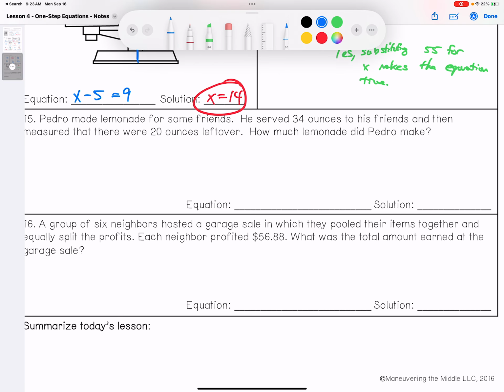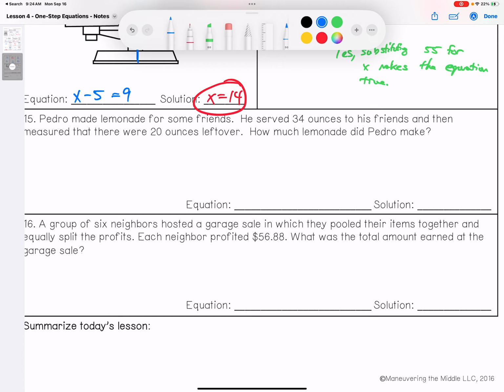Pedro made lemonade for some friends. He served 34 ounces to his friends, and then he measured that there were 20 ounces left over. How much lemonade did Pedro make? Yes, we can solve that in our head, right? He served 34, and then there were 20 left over. So how much did he have to begin with? We know that that's 54. We can do that in our head, and that's fantastic.